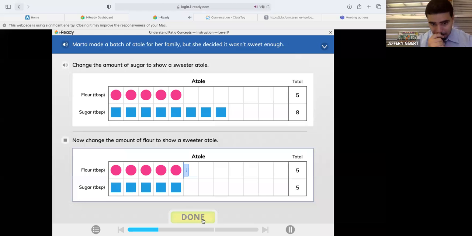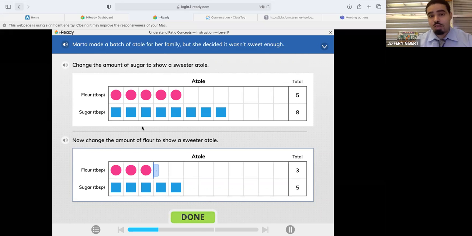Now, change the amount of flour to show a sweeter atole. All right, so still David's turn. Now this time we're going to change the flour. So if we want it to be sweeter, do we want it to be more flour or less flour? Less flour. All right, so what do you want to change it to? Put it down to 3. 3. All right. So that's correct.